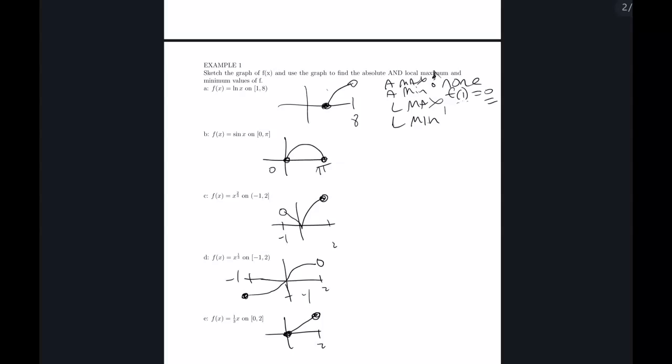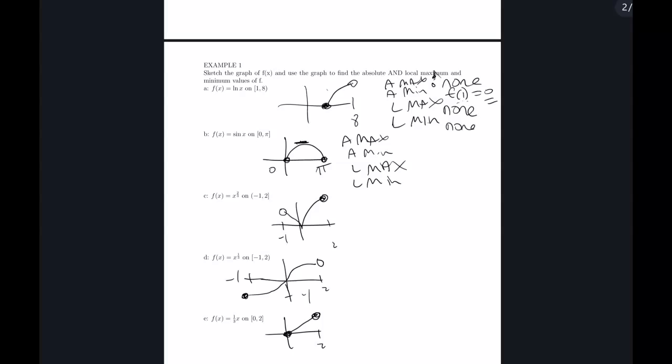Local max, there's none because there's no peak, right? Can't use an endpoint. And same for this one. There's none because there's no valley. All right, let's look for this one. Absolute max, absolute min, local max, and local min.